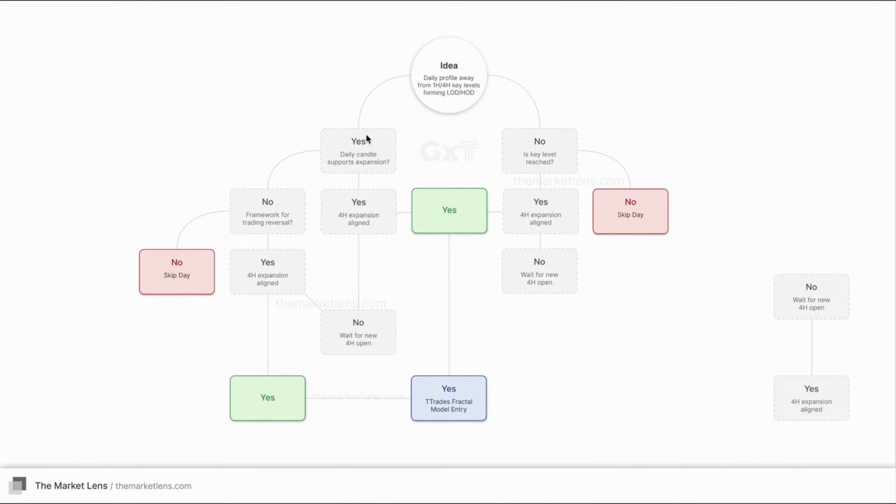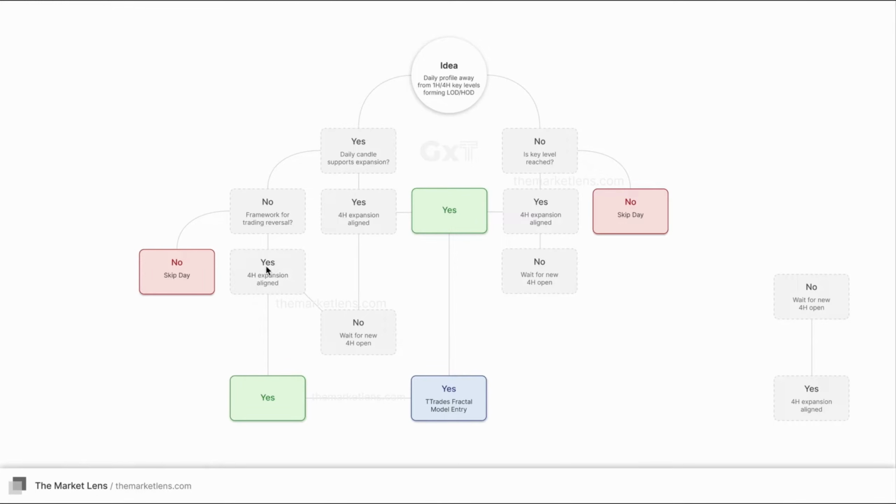If yes, now you're going to ask yourself, does the current daily candle support expansion away from that low of day or key level, right? So if no, then we must have a valid framework for trading a reversal candle, right? If there isn't, then we skip the day. So let's say there is a framework for trading a reversal. Now we go to yes, right?